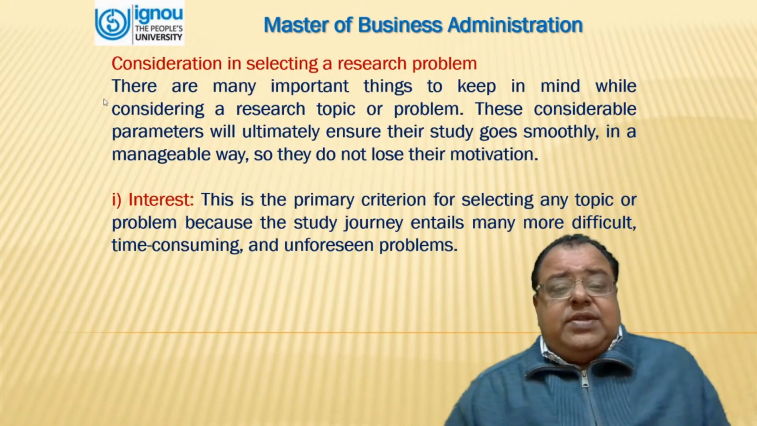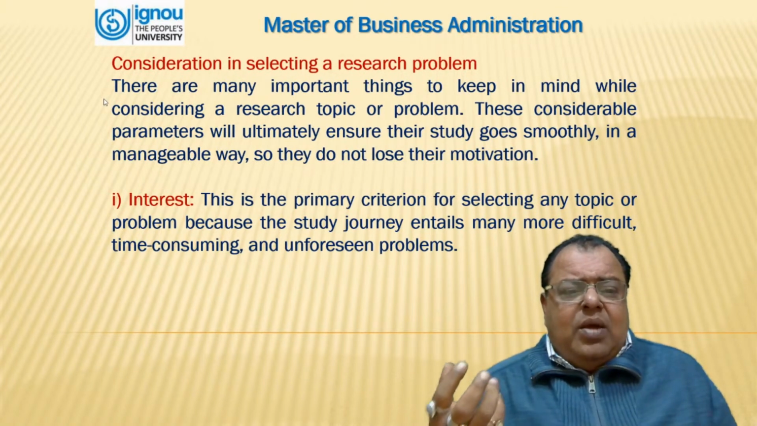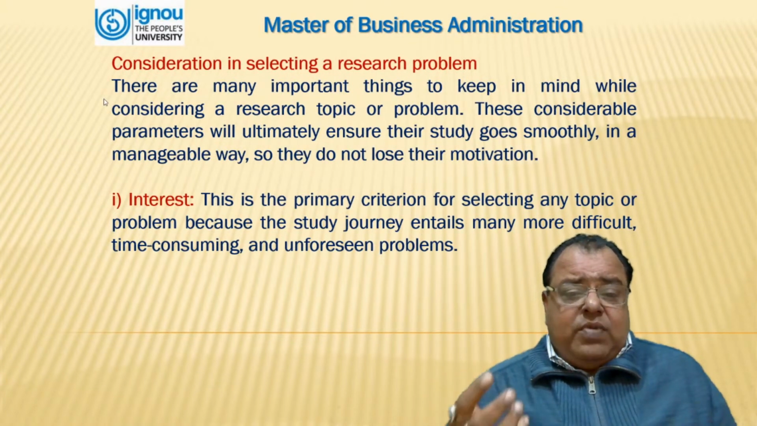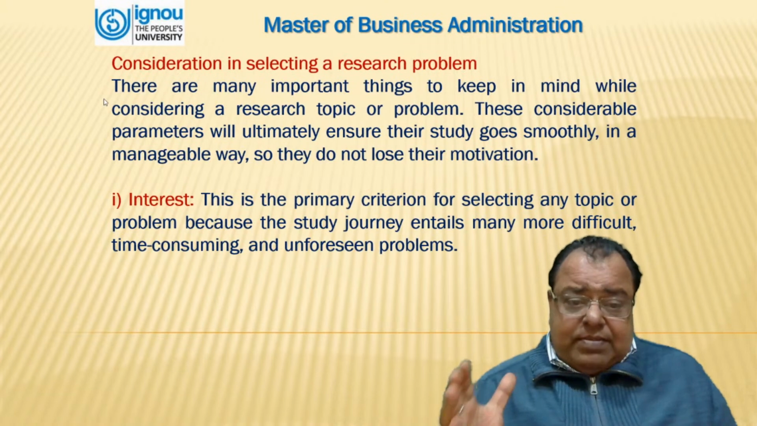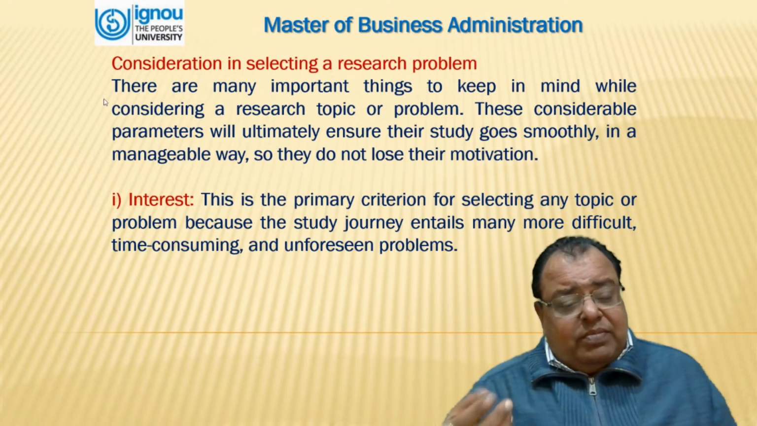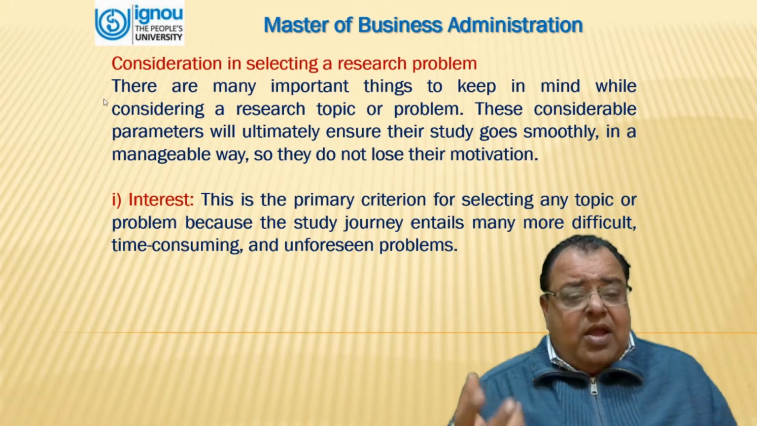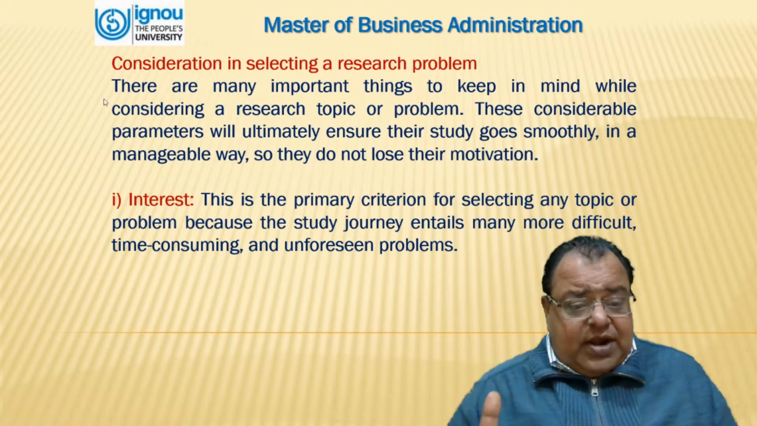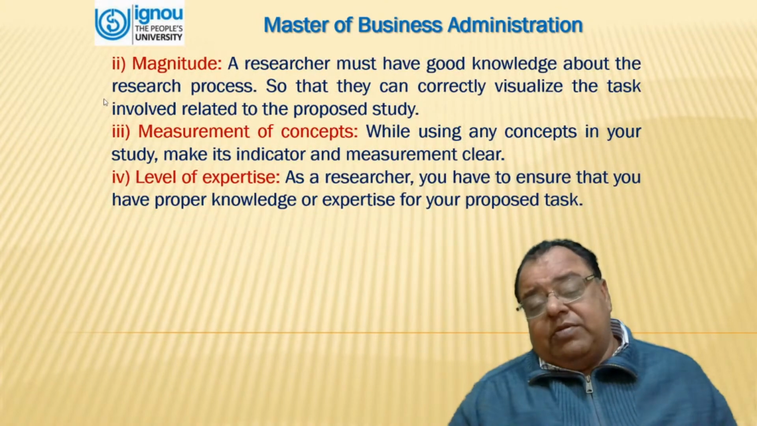What are the considerations in selecting a research problem? There are many important things to keep in mind while considering a research topic or problem. These parameters will ultimately ensure their study goes smoothly in a manageable way so they do not lose their motivation. Some of them are: interest. This is the primary criterion for selecting any topic or problem because the study generally entails many difficulties, is time consuming, and has unforeseen problems. Number two is magnitude.